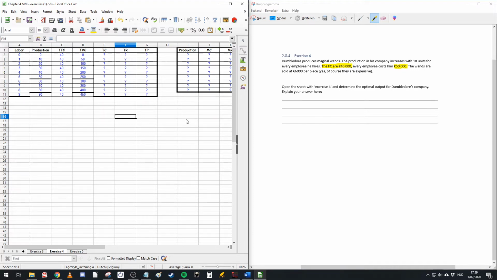Now, this over here, TC, stands for total costs, which is the sum of the fixed and the variable one.